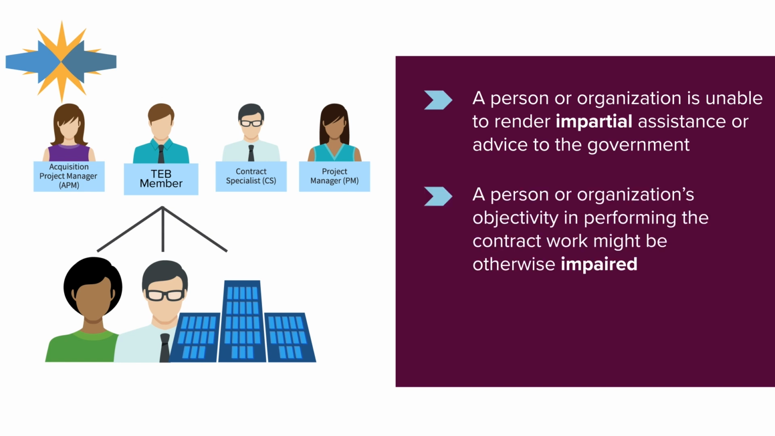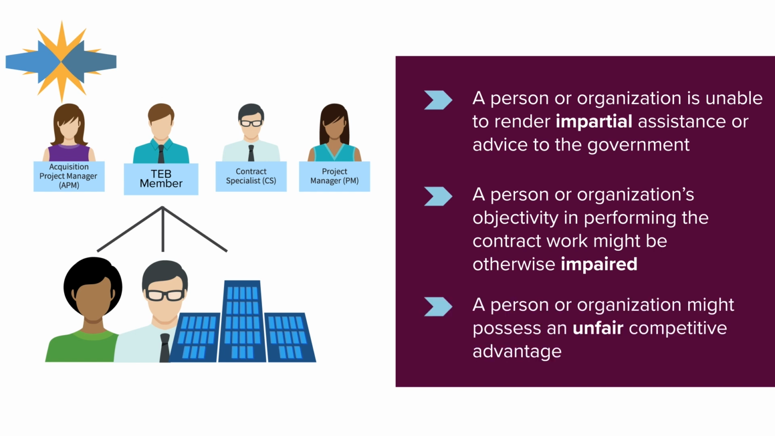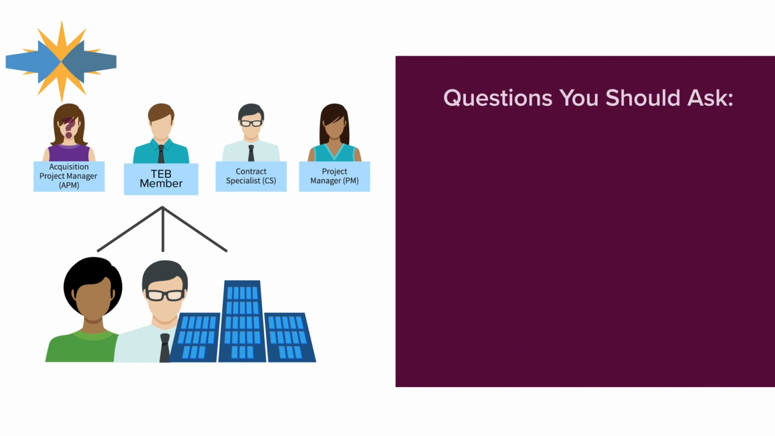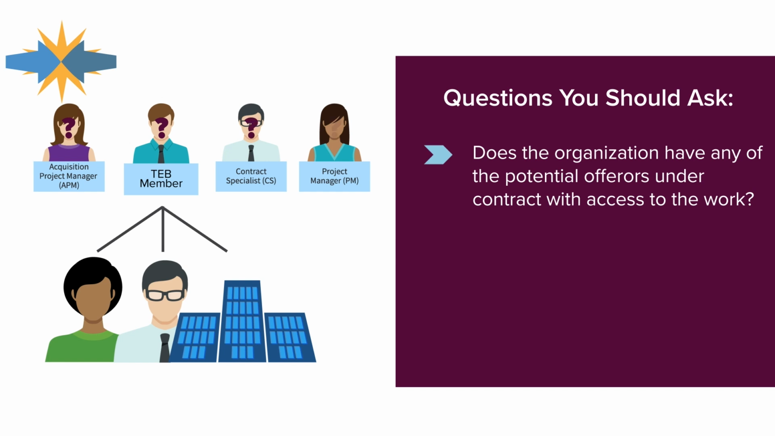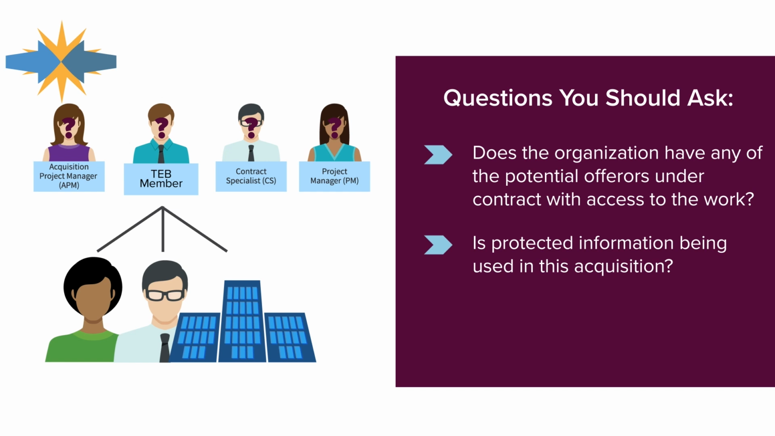A person or organization's objectivity in performing the contract work might otherwise be impaired. A person or organization might possess an unfair competitive advantage. Questions you should ask to determine if you have an OCI include: does the organization have any of the potential offerers under contract with access to the work? Is protected information being used in this acquisition? Are the potential offerers firewalled?